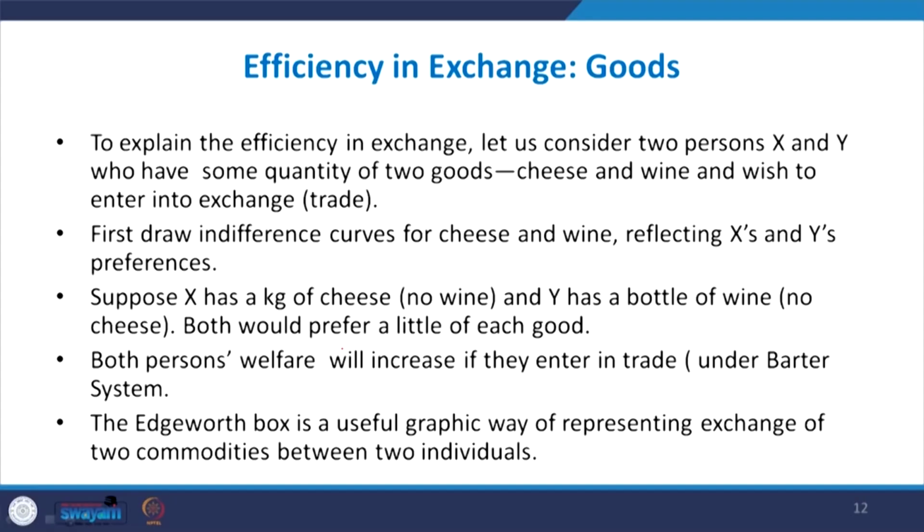Let me now explain efficiency in exchange. First I will take two good products, and after that we will introduce the same concept by taking one good product and one bad product. To explain the efficiency in exchange, let us consider two persons, say X and Y, who have some quantity of two goods, say cheese and wine, and wish to enter into exchange.